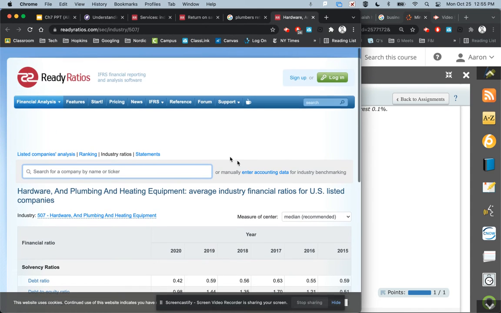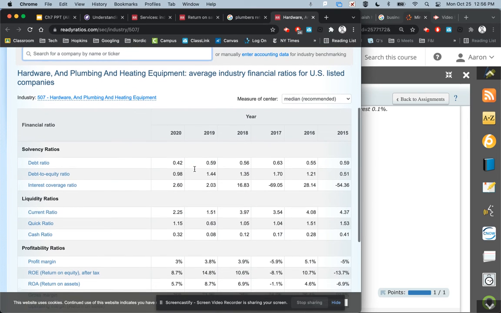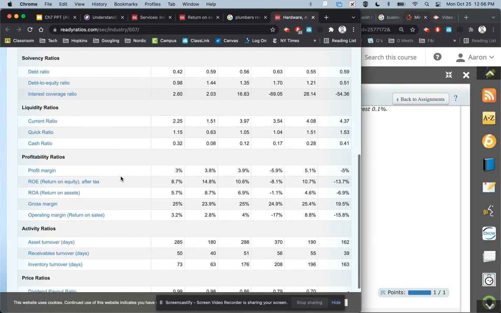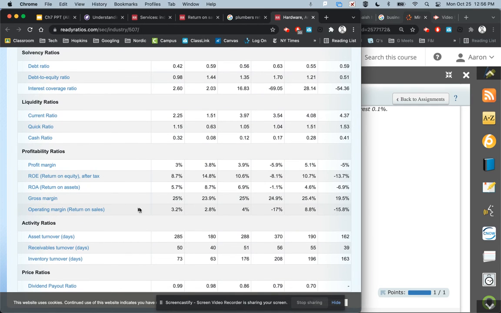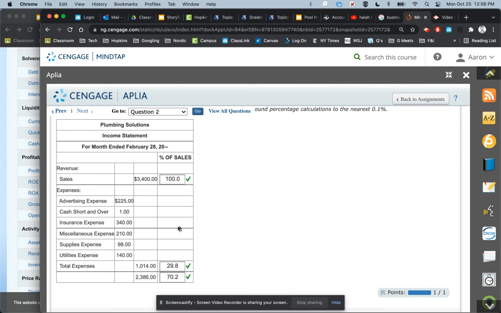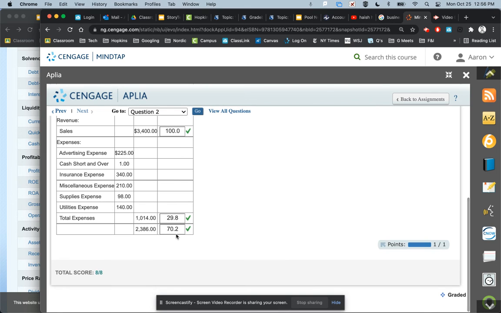I just looked up, there's this website called Ready Ratios. And if you look up the industry that plumbing is in, it's in the hardware and plumbing and heating equipment ratios. You can see published ratios for what this should be. And so if we go down, operating margin, return on sales, in 2020 should be 3.2%. Now, remember, we're not getting a full picture of this because currently we're not including anything else like depreciation expense, income, or interest expense, taxes, anything like that. So this number would go down if we had the full picture, but it still seems pretty high.